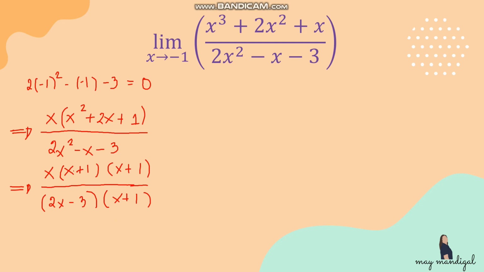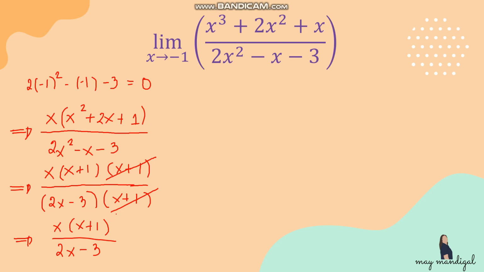Now after factoring the numerator and the denominator, you will notice that we can cancel out common factors, which in this case is x plus 1. So we can cancel this and we will be left with x times x plus 1 all over 2x minus 3. Now if we substitute negative 1 to the denominator, that will be 2 times negative 1 or negative 2 minus 3, so that will not be equal to 0 anymore. That means we can now proceed with direct substitution.